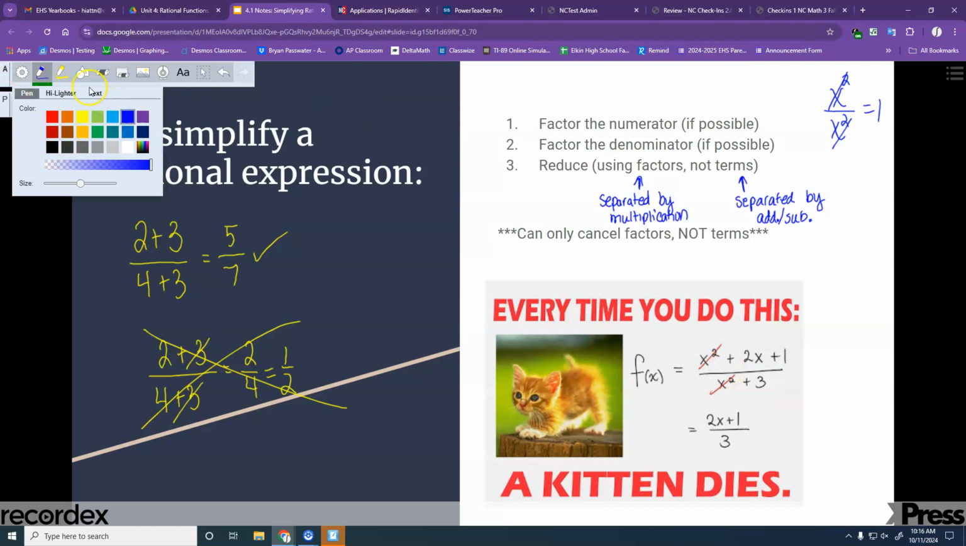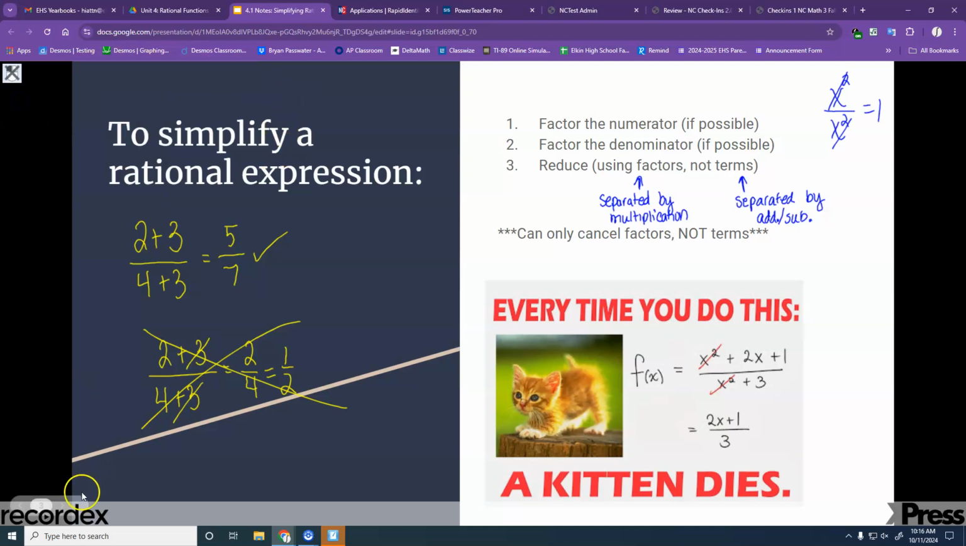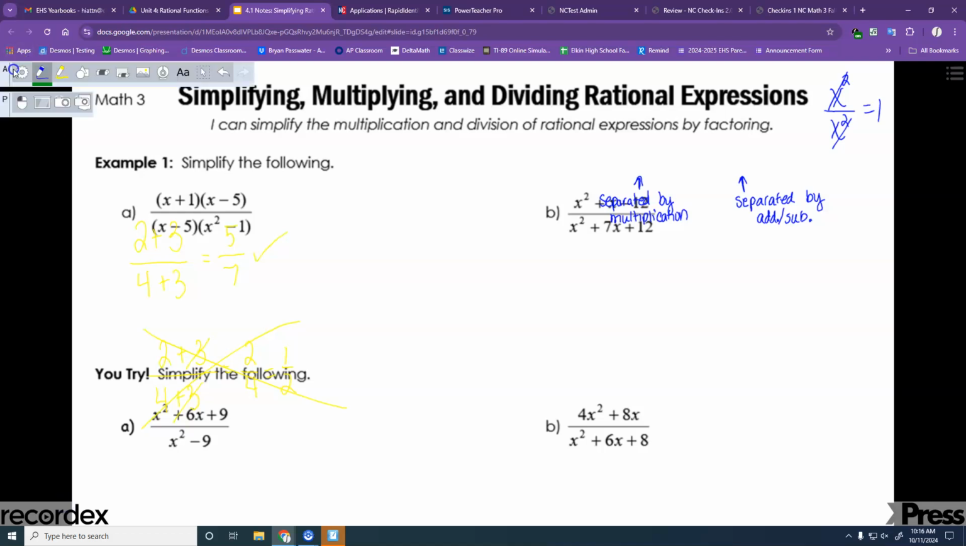We already had Victor already killed a kitten this morning. This very morning in first period, Victor killed a kitten. So we don't want any more to die today. So in a second, yeah.